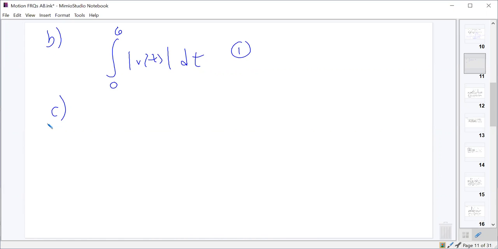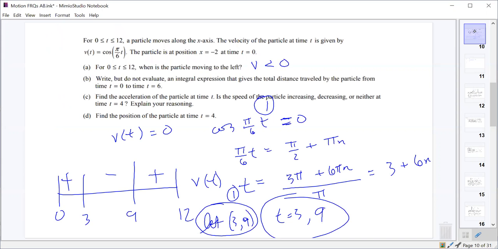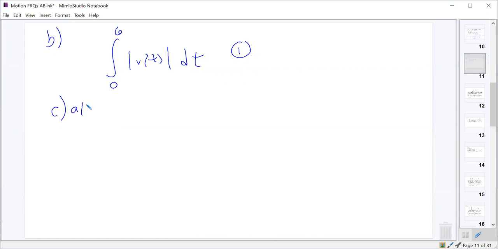Just 1 point for part B. Good or no? Good. All right, part C, find the acceleration of the particle at time t, and then we have to determine if the speed is increasing, decreasing, or neither at t equals 4. So first off, acceleration at t ought to be the derivative of velocity at t.